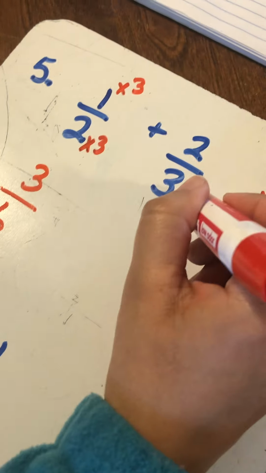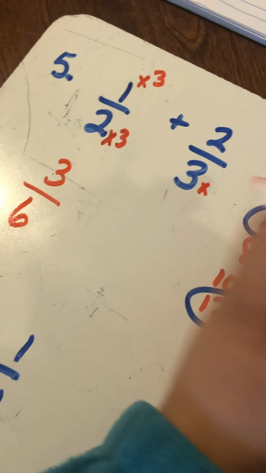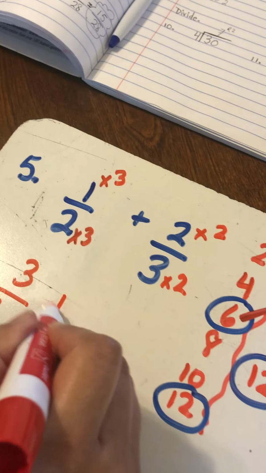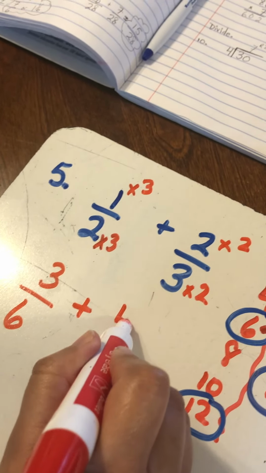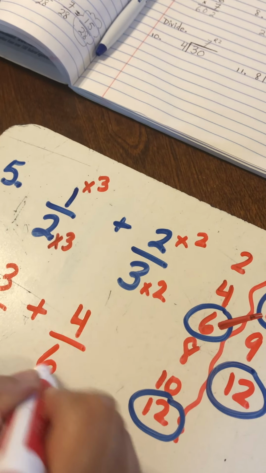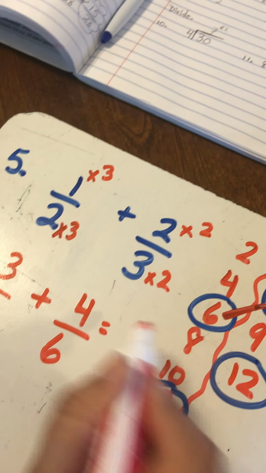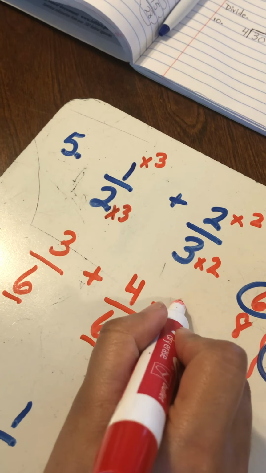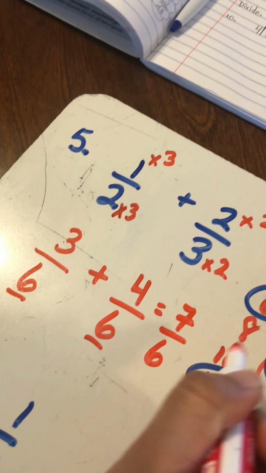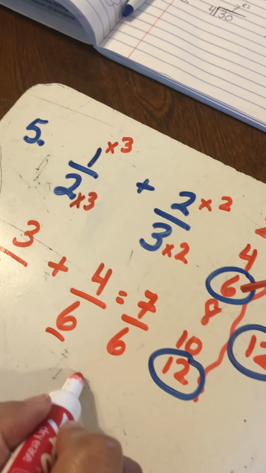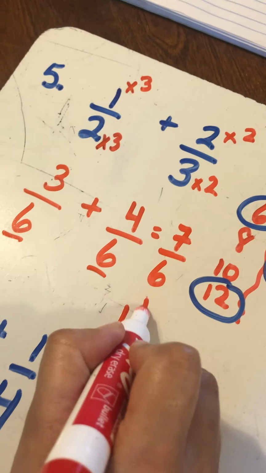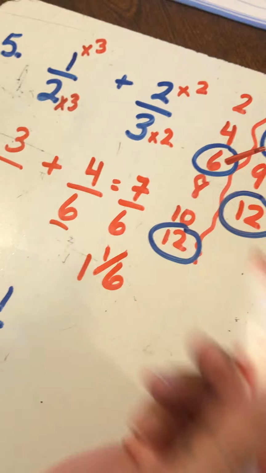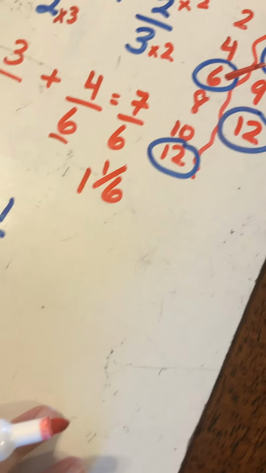And the 3, I have to multiply it by 2. And also my numerator times 2. So my new fraction is 4/6. And now I can add because now both of the denominators have the same number. And my answer is 7/6. And if you divide and write this as a mixed number, your answer will be 1 1/6. So both of these are correct. I accept either one of these.